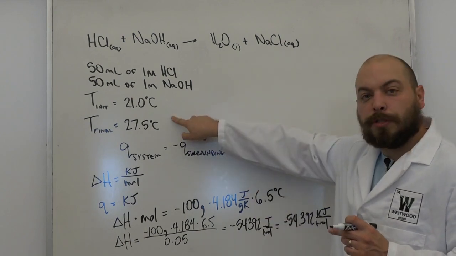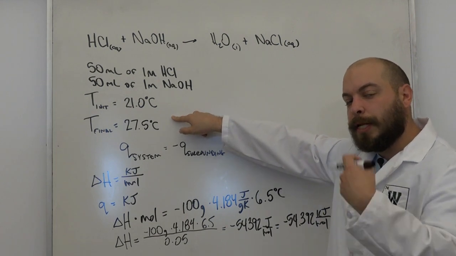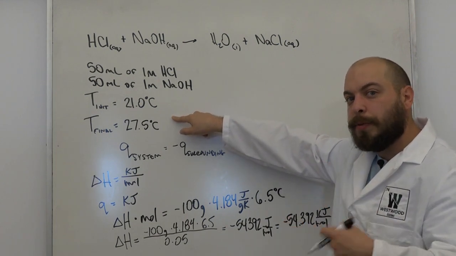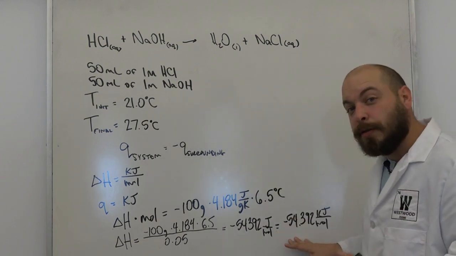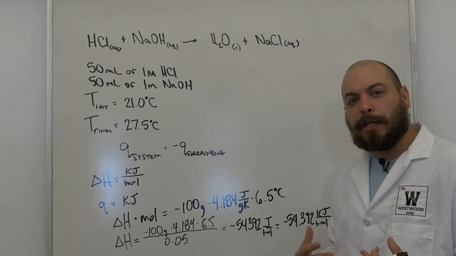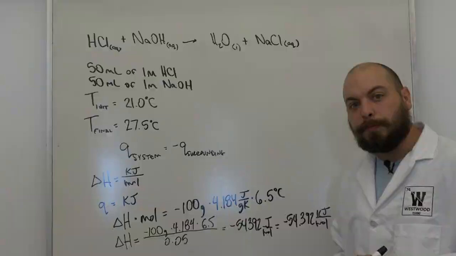Notice how our temperature of the surroundings went up. That means energy had to have left the system. Potential energy is leaving, which means that it's an exothermic process. That means my delta H needs to be negative. Just double check the sign at the very end of the problem to make sure it matches the concept and the context of your problem.